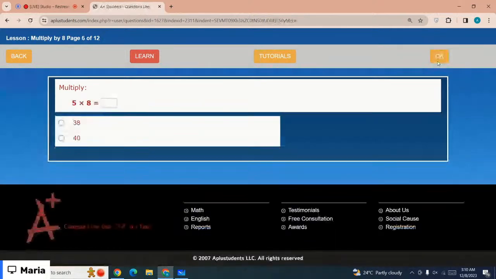The next one is 5 times 8. So which is the correct option? You can count either 5 until 8 or 8 until 5. They both are exactly the same. So 8 times 5 is 40. The correct option is 40. Got it?